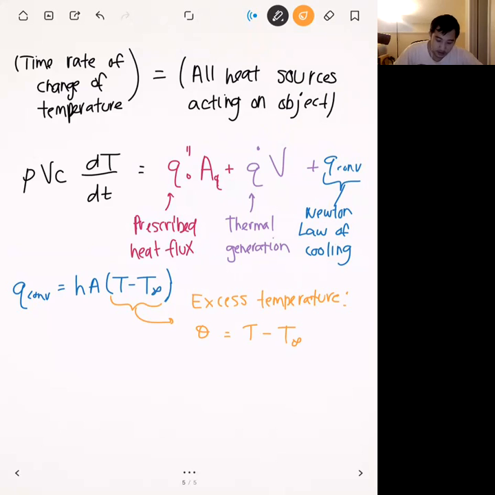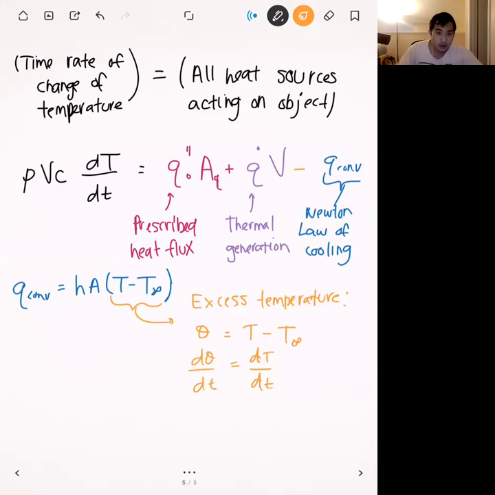In addition to this, we can take the derivative of theta, d theta dt. Since T infinity here is just a constant, when we take the derivative of that, it just goes away. So what we get is d theta dt is equal to dT dt. I just realized that traditionally there's a minus sign here, because we assume that heat transfer by convection is going out.